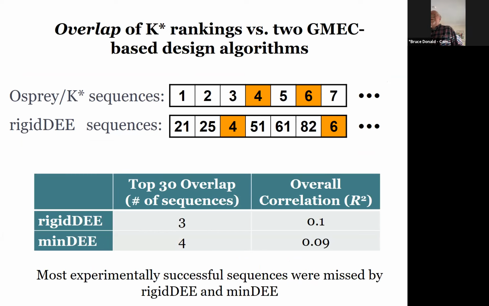So up here is the sort of cartoon of this. Here are the Osprey K-star sequences, and they're ranked in order, and it's a provable algorithm. So this is the absolute order. There's nothing missing. And then we can run the same exact computation, except using rigid dead-end elimination and without K-star. So this is basically rigid rotamers without ensembles. And this is Osprey K-star sequences with full partition functions and minimized conformations.